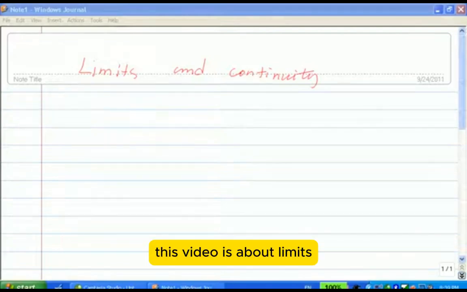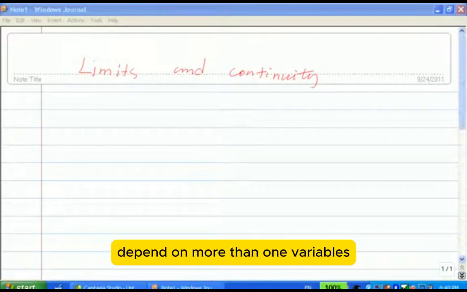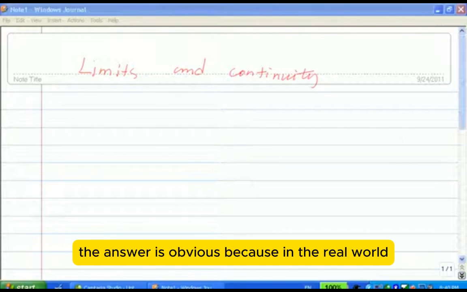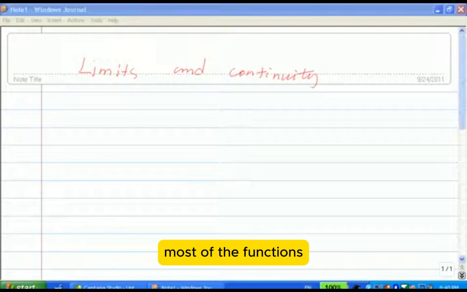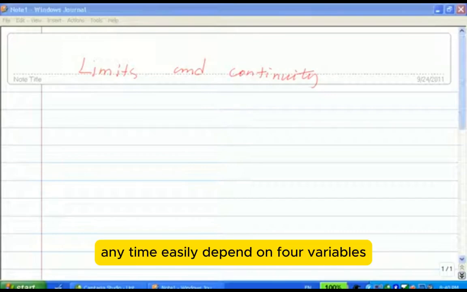This video is about limits and continuity for functions that depend on more than one variable. Why do we want to learn functions of more than one variable? The answer is obvious: in the real world, most functions depend on more than one variable. For example, temperature in a room normally depends on three spatial variables, and with time, it depends on four variables.